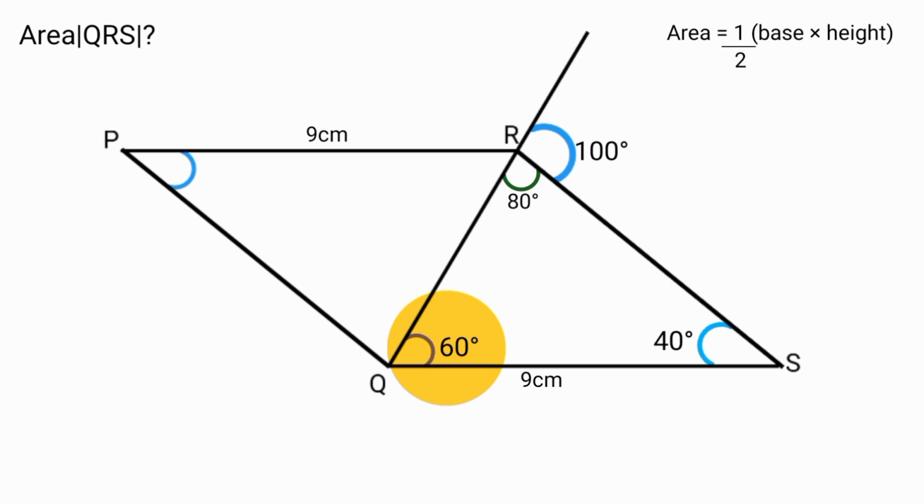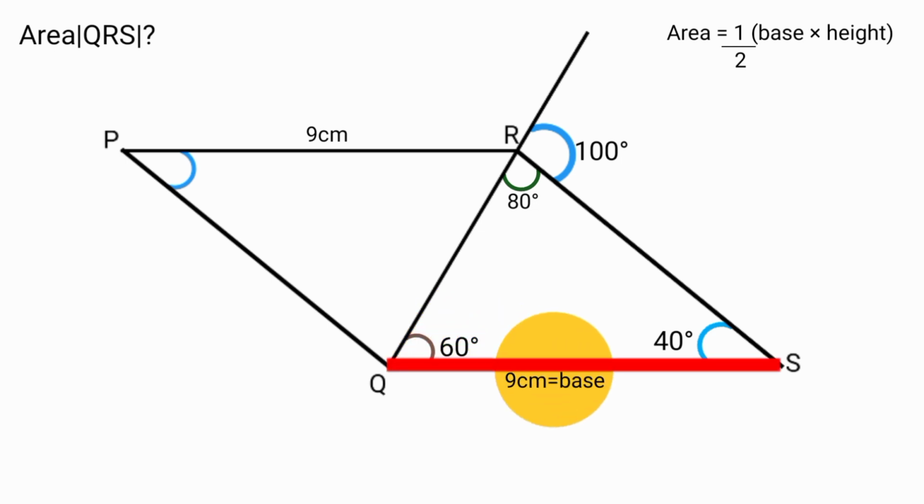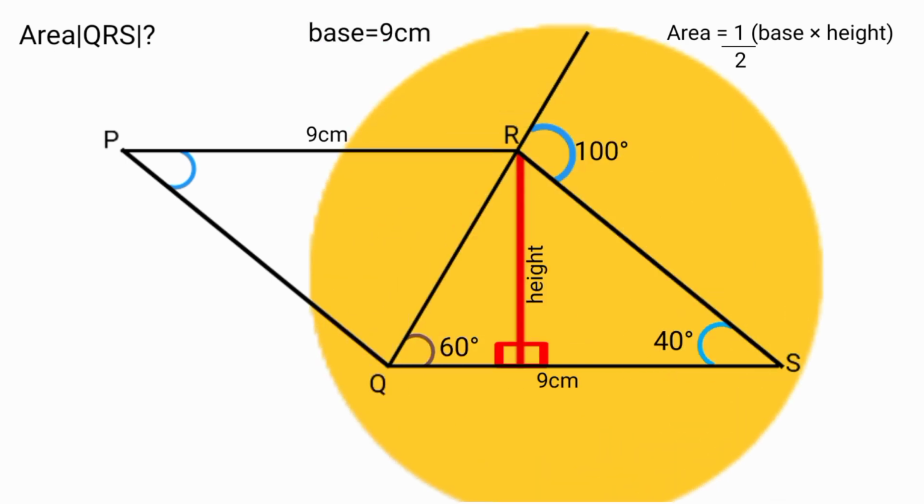Now we can see that none of the angles of the triangle are equal, and that implies that the triangle is a scalene triangle. So we can take any side as the base. So let's take this line QS here as the base. So now the base of the triangle is 9 centimeters in length. But what is the height?